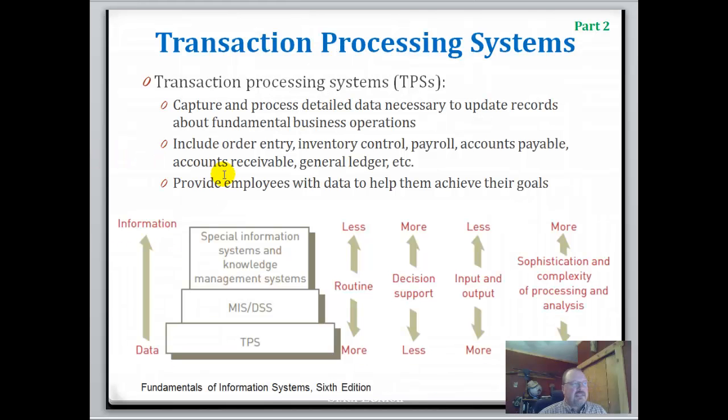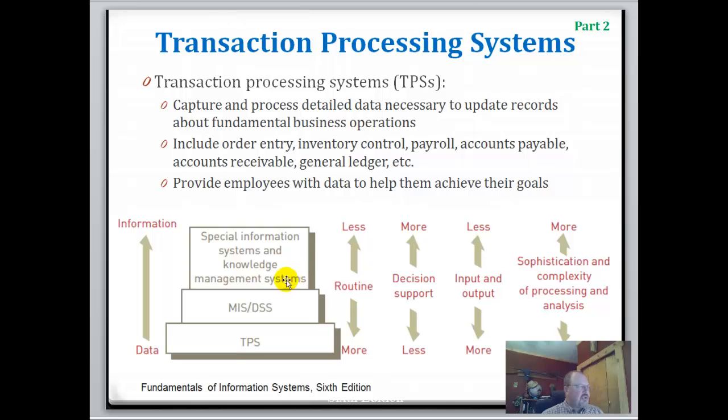So, taking a look at this again, let's be a little bit redundant here. We'll focus a little bit more on transaction processing systems and MIS. Transaction processing systems, TPSs, capture and process detailed data necessary to update records and fundamental business operations. They include order entry, inventory control, payroll, accounts payable, accounts receivable, any of those day-to-day sorts of things where I'm gathering bits and pieces of information. Somebody comes in and pays the cashier at Helena College. The information system is handling this and working with it as a transaction.